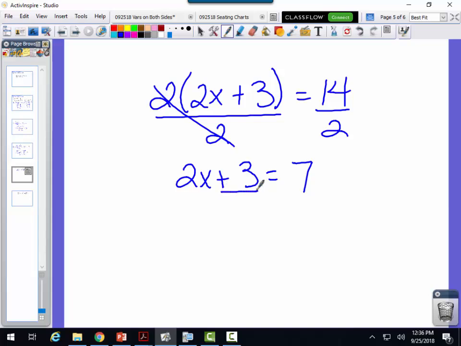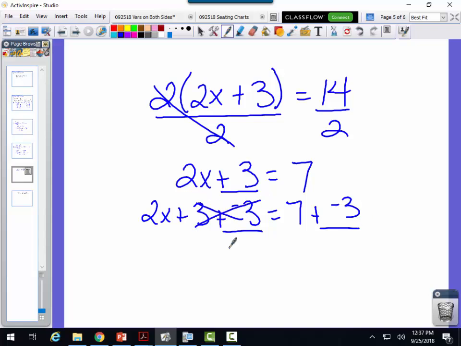So I get rid of the plus 3. So 2x plus 3 plus negative 3. So here's my new 3 that I'm adding. So equals 7 plus negative 3. So make sure I add it on both sides. So these 3's cancel out, and I'm left with 2x equals 4. Okay, so now to get rid of a multiply by 2, we do a divide by 2. So x is equal to 2.